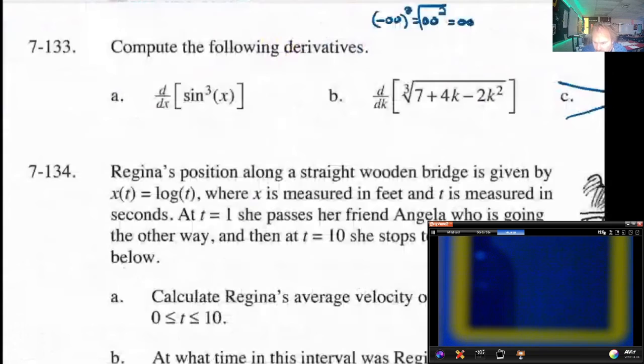Let's do 7-133. We're going to compute some derivatives. The first one's really simple. It's going to be a chain rule.